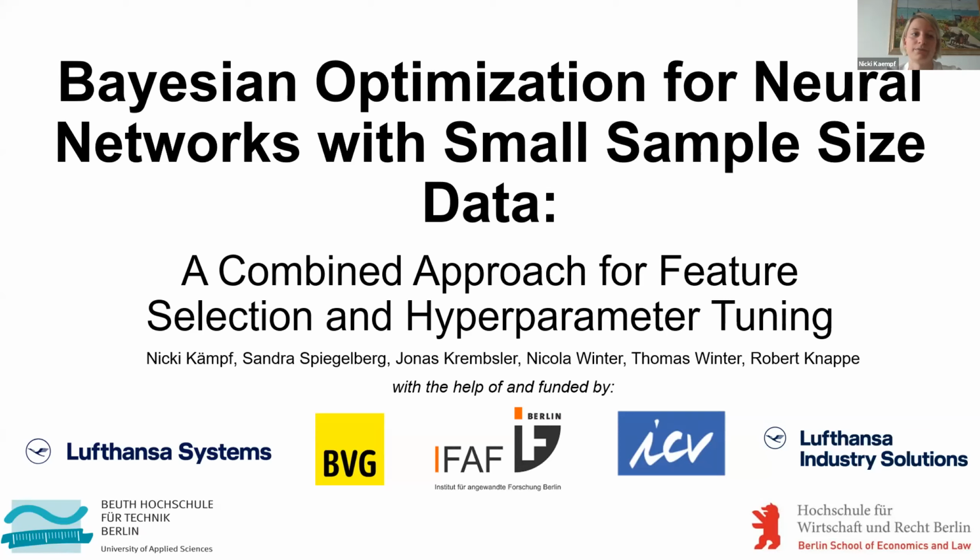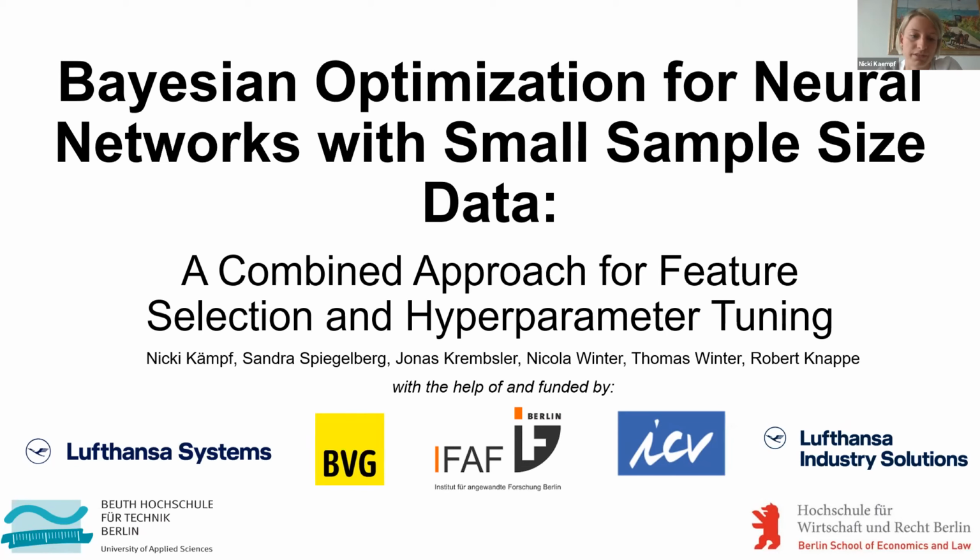Welcome to my presentation about Bayesian optimization for neural networks with small sample size data, a combined approach for feature selection and hyperparameter tuning. So I think the question that immediately arises is why should we look at neural networks and small sample size data, and why should we put emphasis on feature selection and neural networks? Well, let me motivate this question with the research project that I'm currently working on.